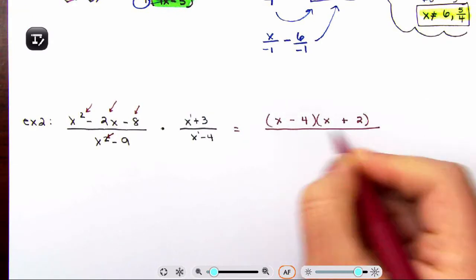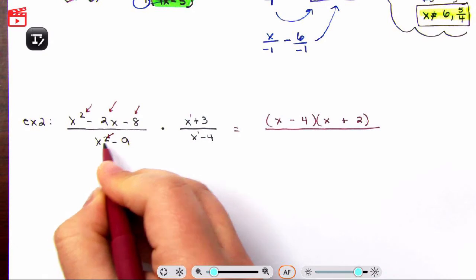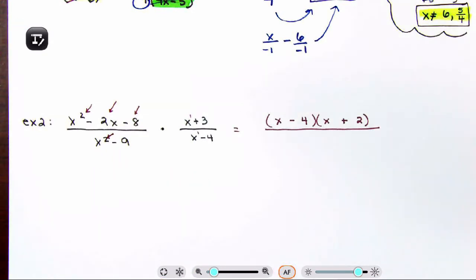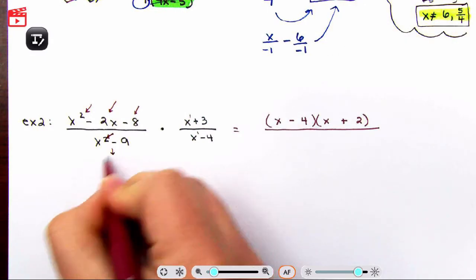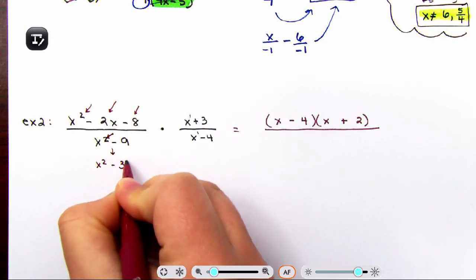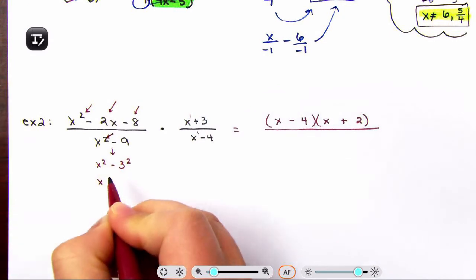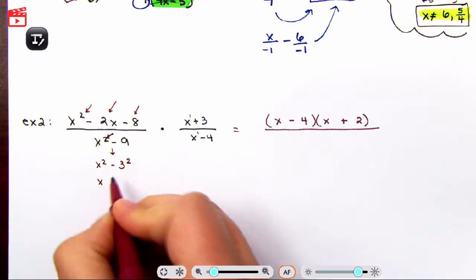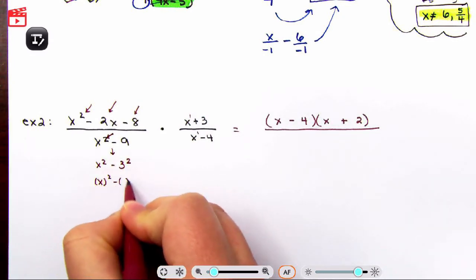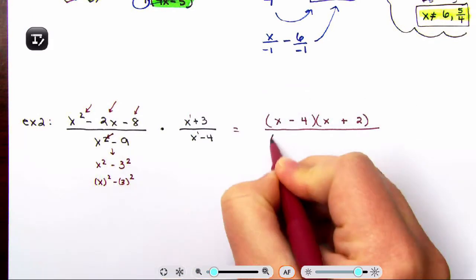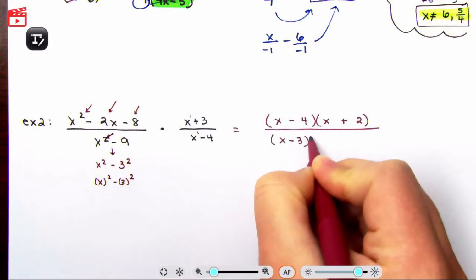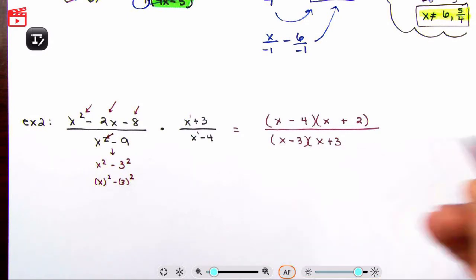That's one factor. Now this one here, I have x squared minus 2, so this is where you're using your graphic organizer. I have 2 terms. This one here can be rewritten as x squared minus 3 squared. So that means I have what is it called? The difference of squares. So I have a bubble squared minus bubble squared. So that means my factors are x minus 3 and x plus 3.